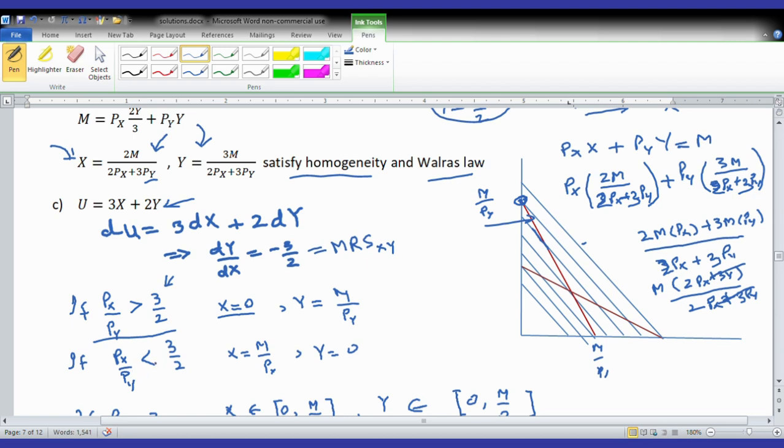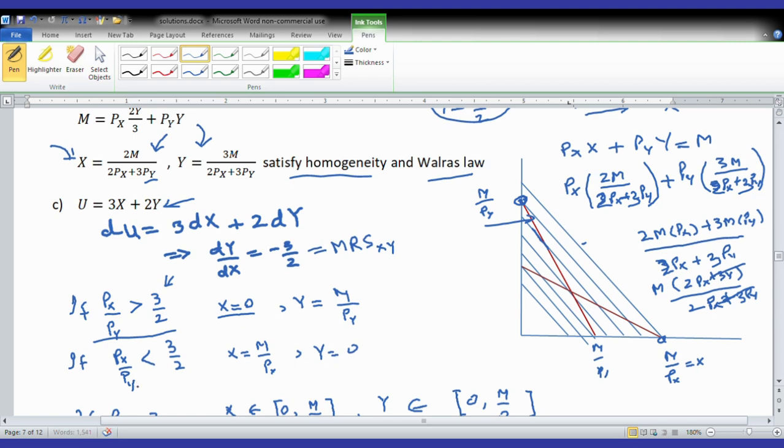What if px over py is less than 3 over 2? If px over py is less than 3 over 2, it means the budget constraint is flatter than the indifference curve, and you will not be maximizing your utility here or here or here. Your maximum attainable utility level is at this point, where you are spending all of your income on consumption of good x. X is equal to m over px. So if px over py is less than 3 over 2, then x will be equal to m over px. You will not consume any unit of good y, so y will be equal to 0.